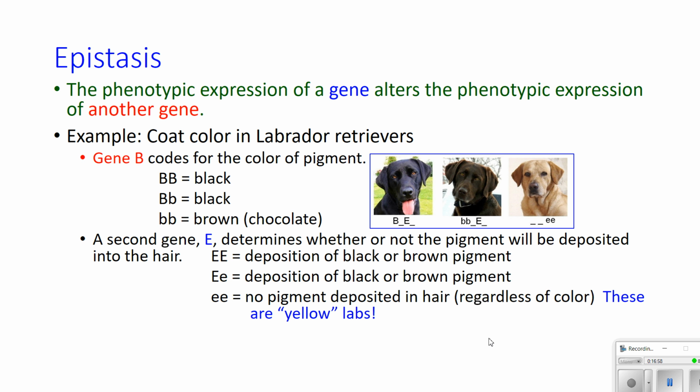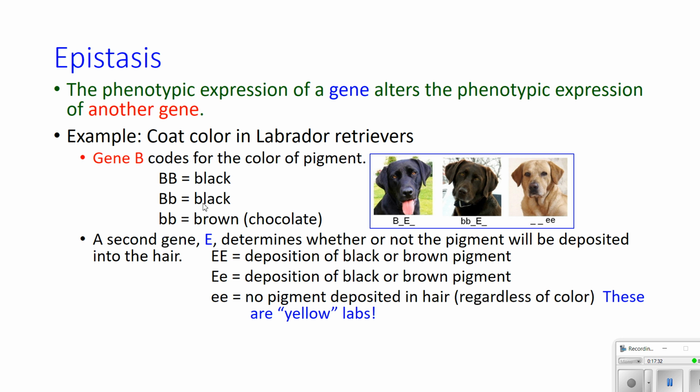Now remember, this is going to be one gene that alters the effect of another gene. So there's 2 separate genes. The first one is called gene B. And this is the gene that codes for the color of pigment, which is either black or brown. So big B is the dominant allele that codes for black fur in labs. And little b is the recessive allele that codes for brown, which again is referred to as chocolate.